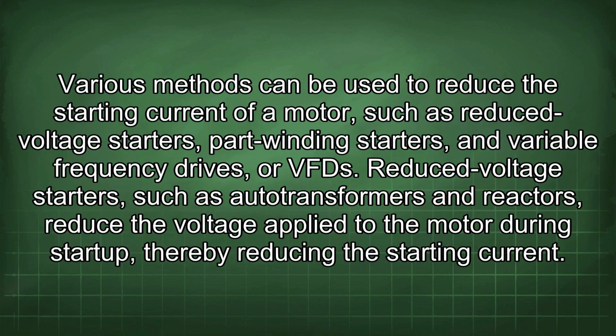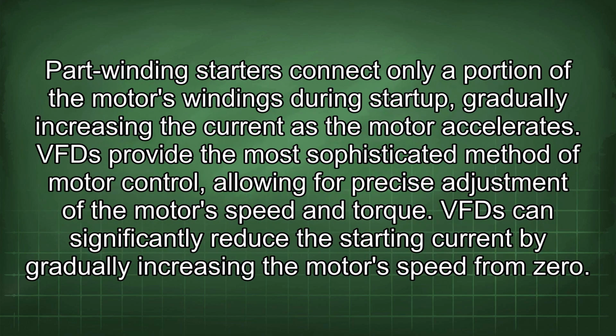Various methods can be used to reduce the starting current of a motor, such as reduced voltage starters, part winding starters, and variable frequency drives, or VFDs. Reduced voltage starters, such as auto transformers and reactors, reduce the voltage applied to the motor during startup, thereby reducing the starting current. Part winding starters connect only a portion of the motor's windings during startup, gradually increasing the current as the motor accelerates.